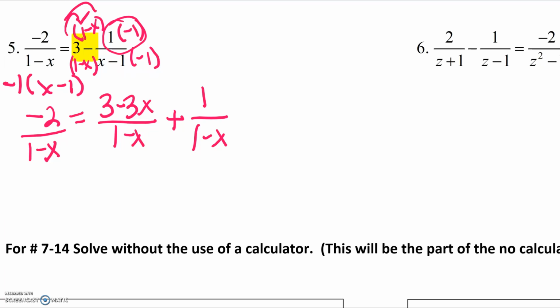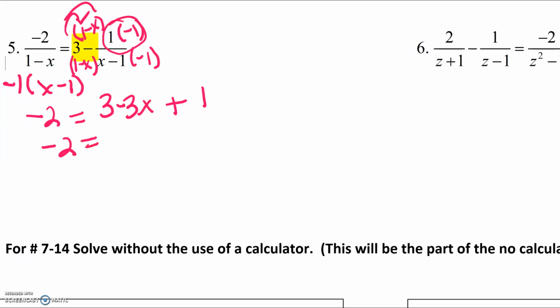Okay, so if you don't need those denominators, feel free to erase them, feel free to not have written them in the first place, cross them out, whatever makes it easiest for you. Okay, so here's a much more basic equation now. I'm going to combine some like terms. So I have negative 2 equals 4 minus 3x.